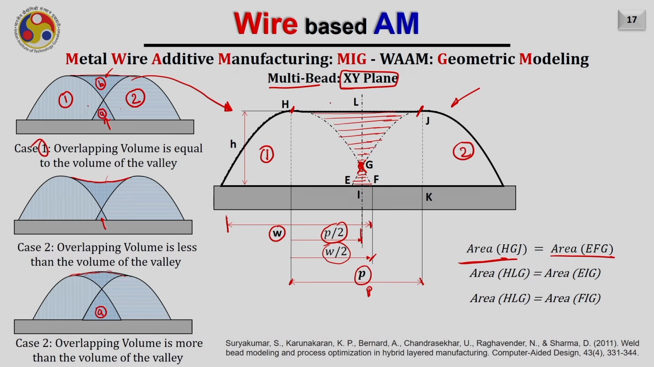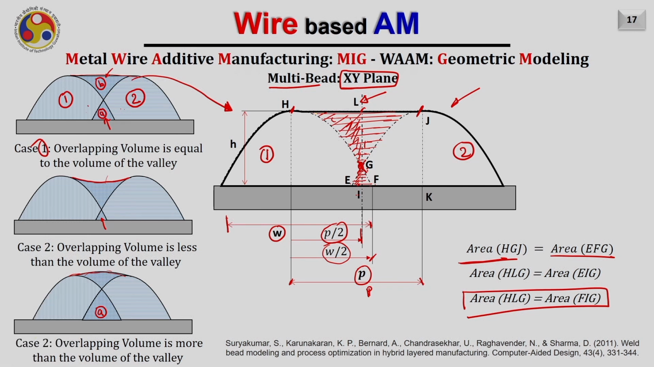Also, the area HLG, as this is the center line, will be equal to the area EIG, that is this much. So meaning to say the half of this area will also be equal to the half of it, because this particular line is dividing this area in two halves. Also, as this area EIG is equal to IFG, then I can replace this from this equation and I can say the area HLG is equal to area FIG.